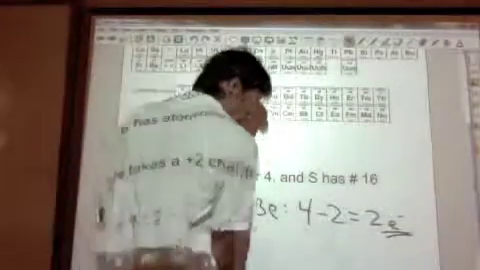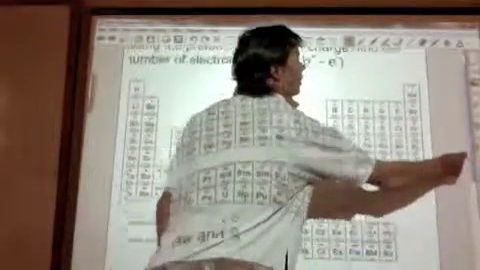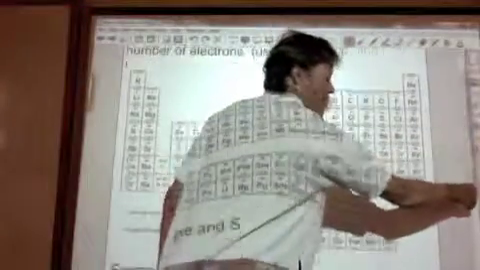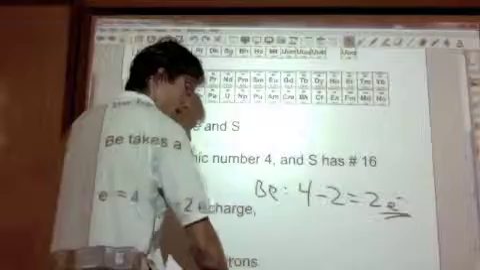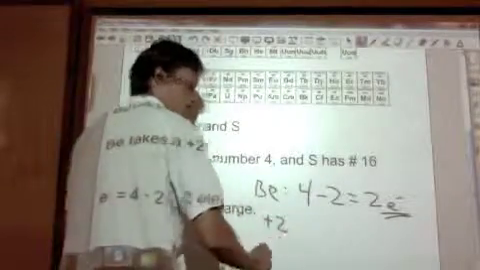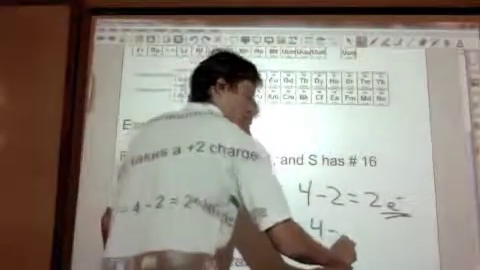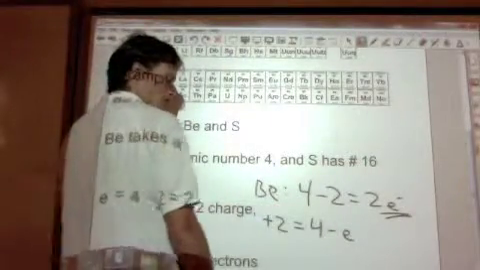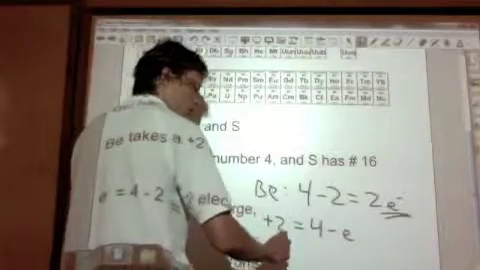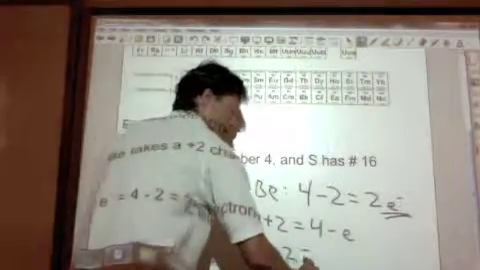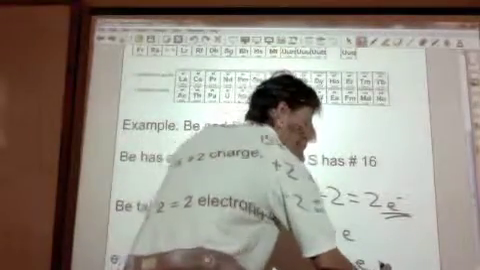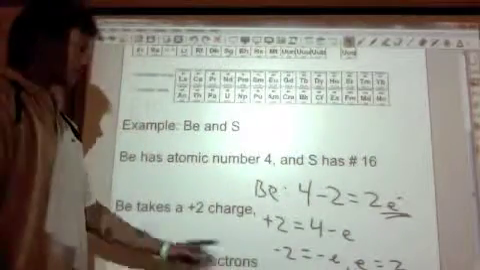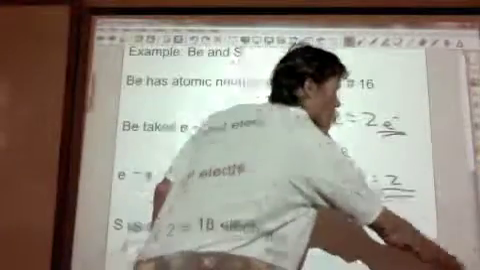I can use this formula up on top. Charge equals protons minus electrons. I can do that as well. And if I do that, I get charge equals protons minus electrons. Now I want to solve for E. To solve for E, I can subtract 4 on each side. And I get E to equal 2. Doesn't matter which way you do it, you should get beryllium to have 2 electrons.